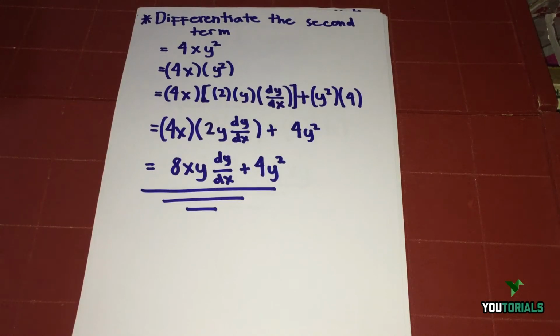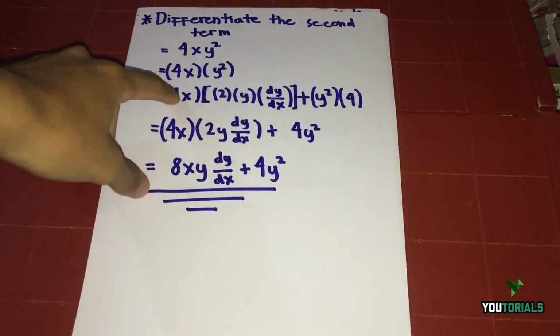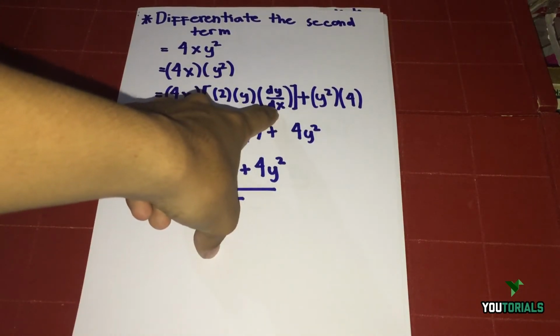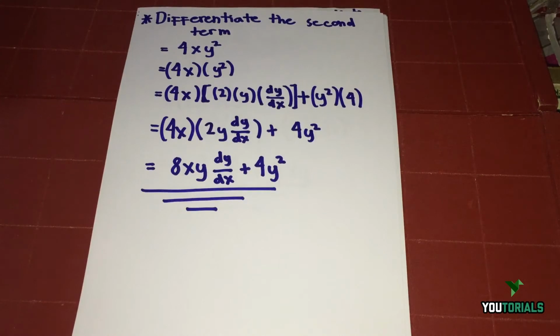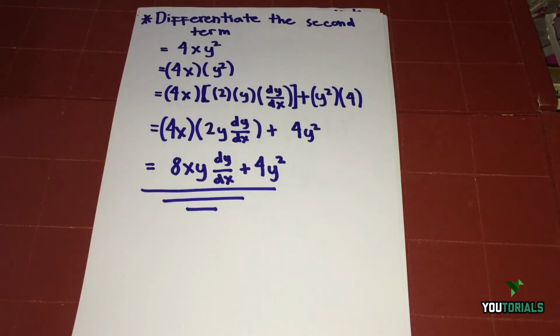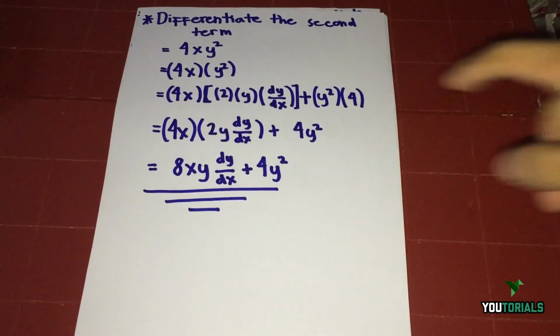Now we will differentiate the second term, 4xy squared. Now 4xy squared is function times a function. That is why we will use product rule, which is f of x times derivative of g of x plus g of x times derivative of f of x. Now, following the rules, we will just copy f of x, which is 4x. Then find the derivative of g of x, which is y squared. We will get the result of 2 times y times dy over dx plus g of x, which is y squared. Copy it. Then find the derivative of f of x, which is 4x, and the result is 4.